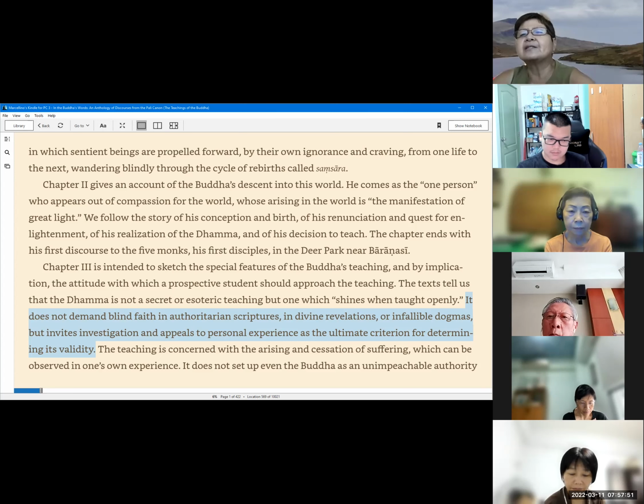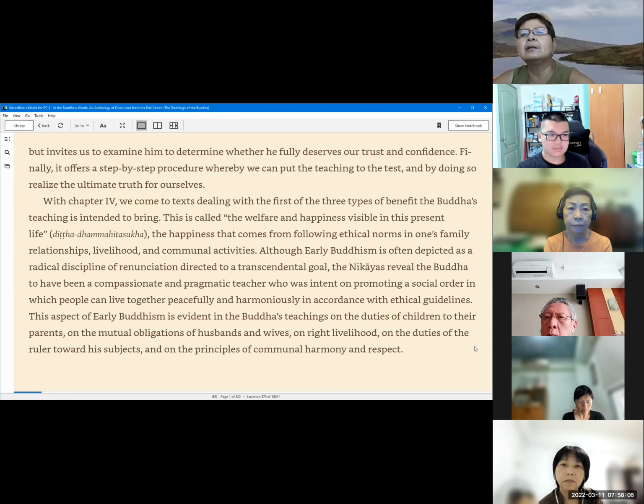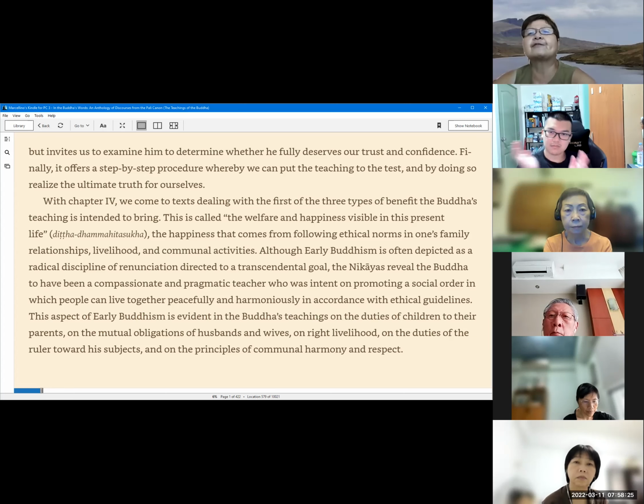The teaching is concerned with the arising and cessation of suffering, which can be observed in one's experience. It does not set up even the Buddha as an unimpeachable authority, but invites us to examine him to determine whether he fully deserves our trust and confidence. Finally, it offers a step-by-step procedure whereby we can put the teaching to the test, and by doing so, realize the ultimate truth for ourselves.